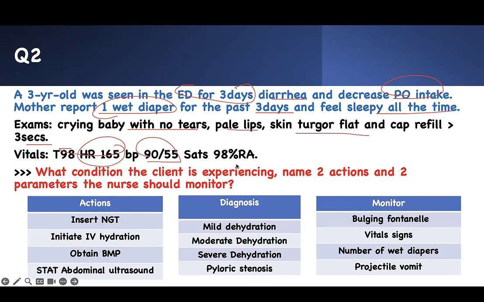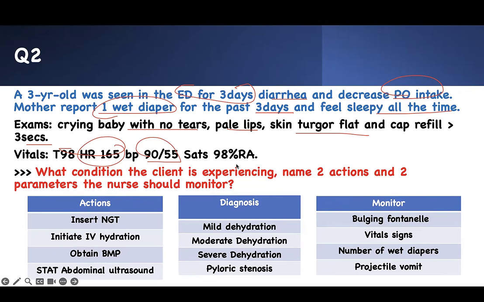I know this patient is dehydrated, but they give me different kinds of dehydration. Common sense. Nurses, mild dehydration, moderate, and severe. Look at how much information I've given you about dehydration. If I want you to worry about mild dehydration, I'm going to give you just a little information. I've given you to the point that the patient is crying and there are no tears. It can be mild, it can be moderate. This is a severe form.